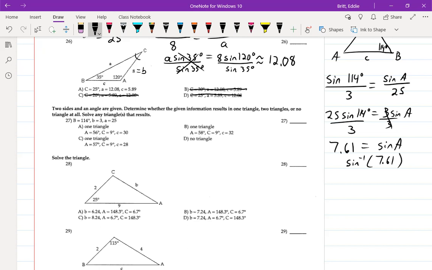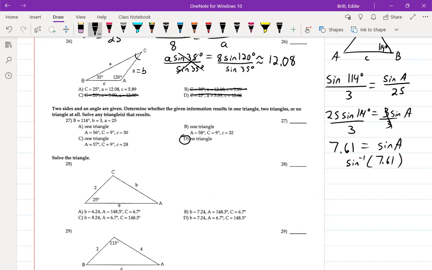Now some of you probably already know what the answer is, because you can't take the sine of an angle measure and get something bigger than 1. But if you plug that in your calculator, inverse sine of 7.61, it's going to give you an error. Because you can't take the sine of an angle measure and get something bigger than 1 or smaller than -1. So there is no triangle.